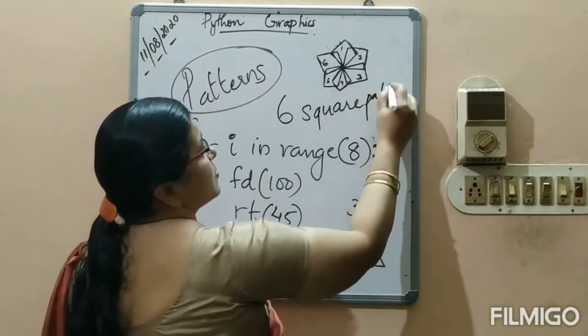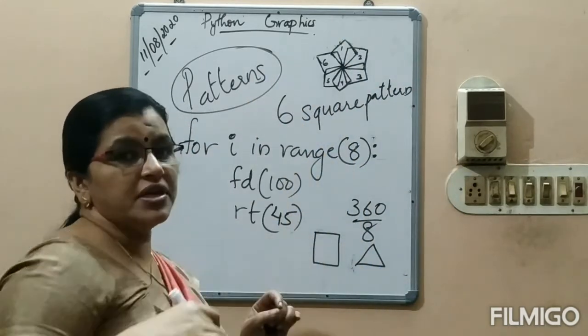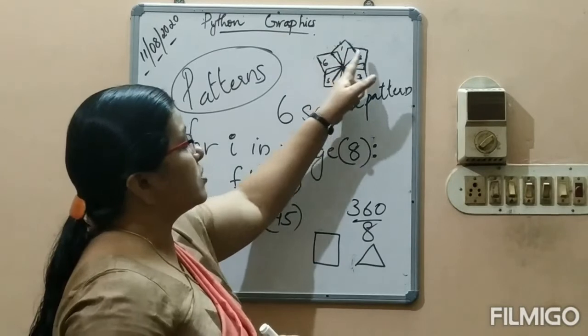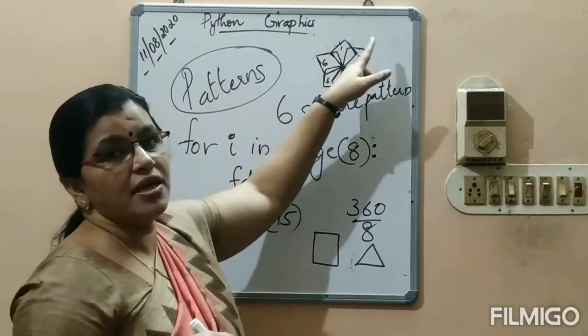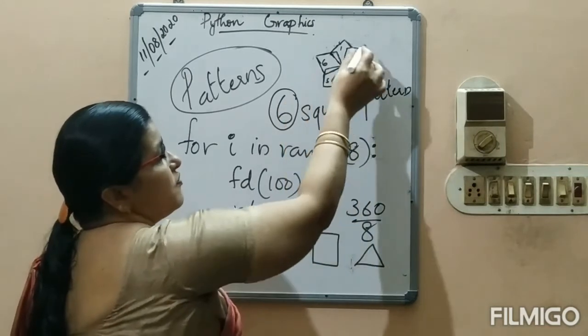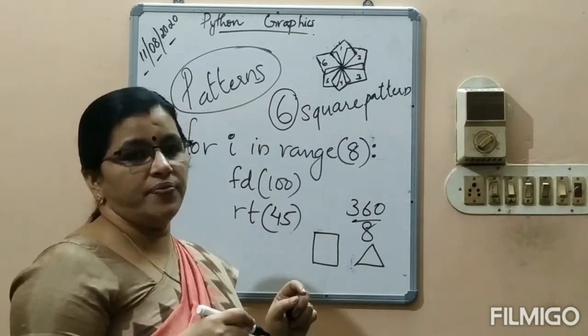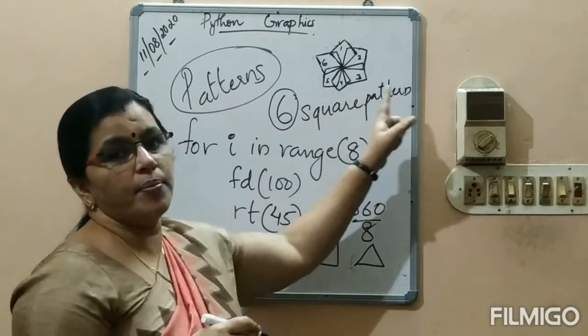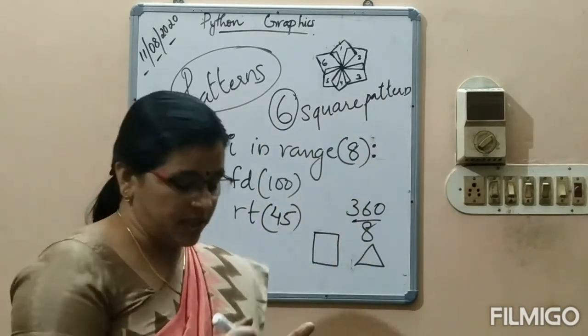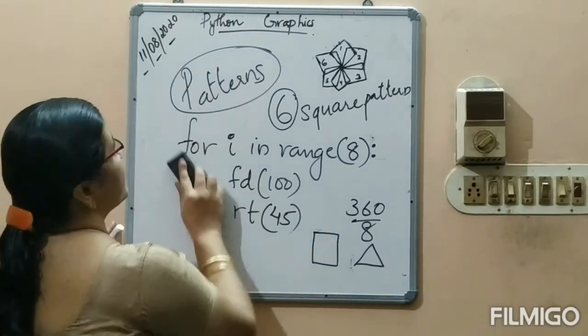To get a figure, what do you have to do? You have to count how many are there. 6 are there. What figure is it? Square. It is a 6 square pattern. How will you draw a 6 square pattern? We are going to see that.